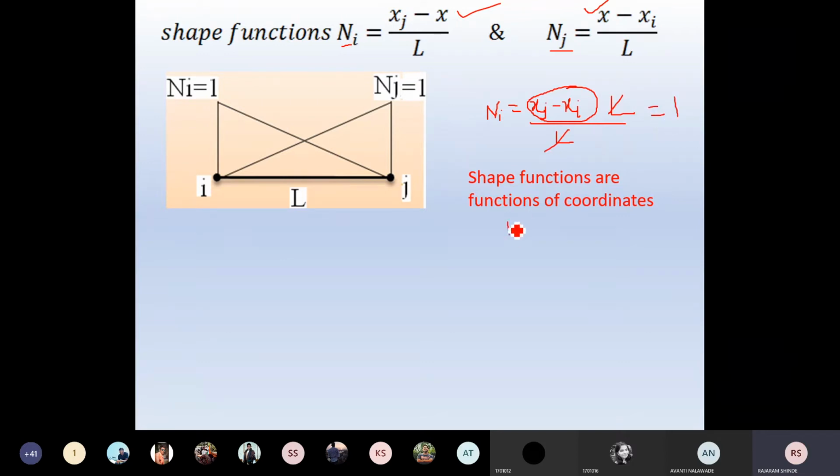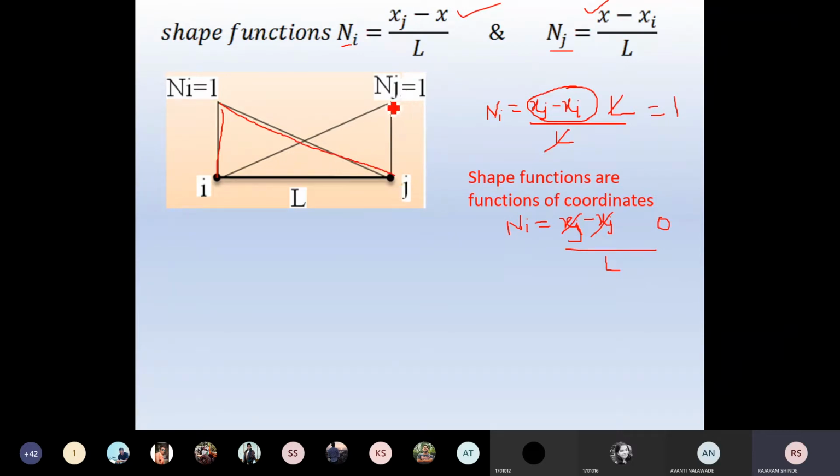Now if we calculate Ni at node number j, it becomes xj minus xj, where the coordinate of node number j is xj, divided by L. Now this term will be cancelled with this one and it becomes 0 by L, or it is 0. That means Ni is 1 at node number I and it becomes 0 at node number j. You can see here at node number I it is 1 and it decreases to 0 at node number j.